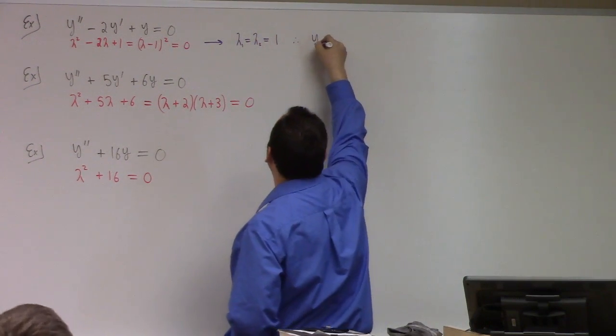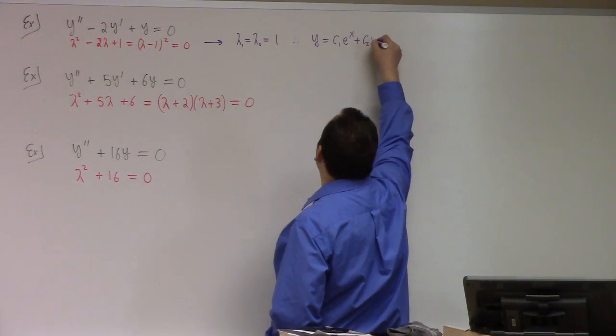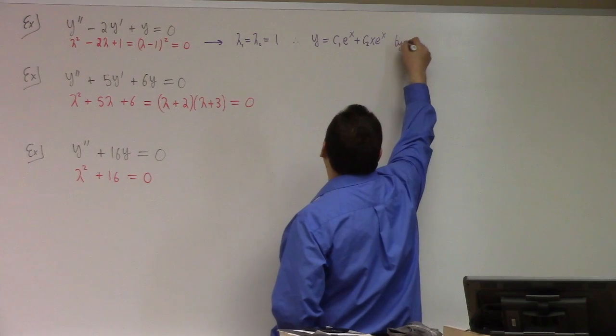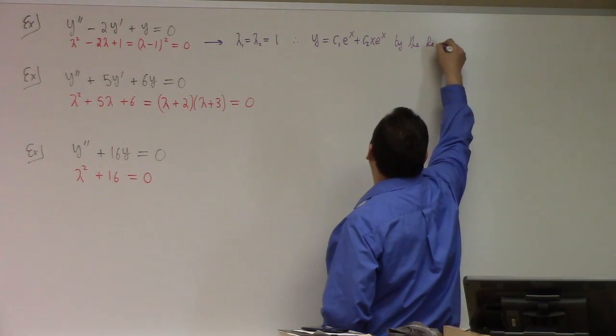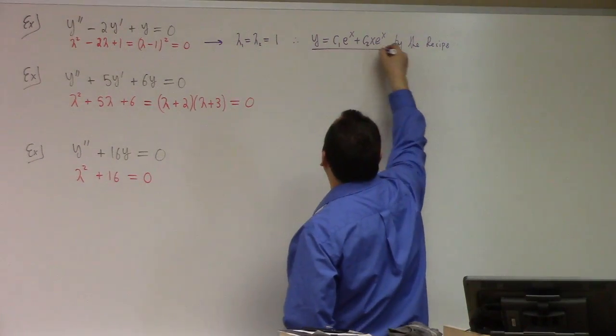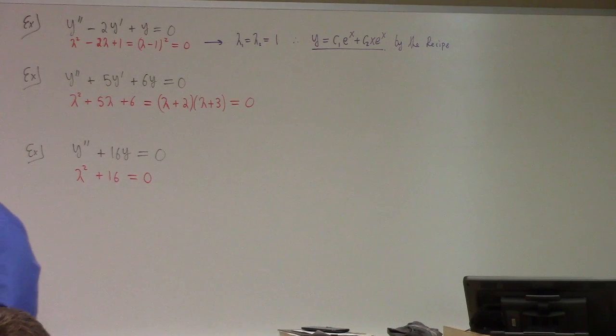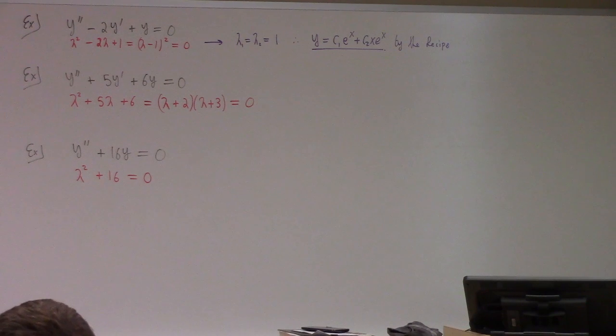So therefore, the general solution is c1 e to the x plus c2 x e to the x by the recipe. I don't even care if you say by the recipe or not. I just want you to understand that that's the solution as it relates to that. Okay? Your sole responsibility here really is understanding what I wrote on that board and applying it to problems. I said a lot of things to try to justify that. I'm freeing you of those things right now.